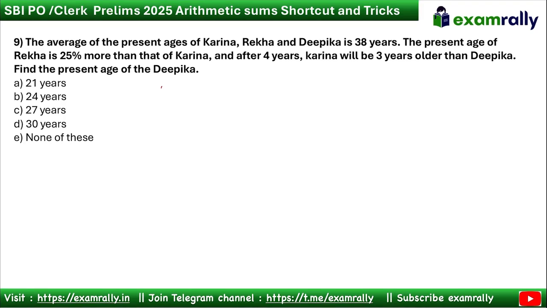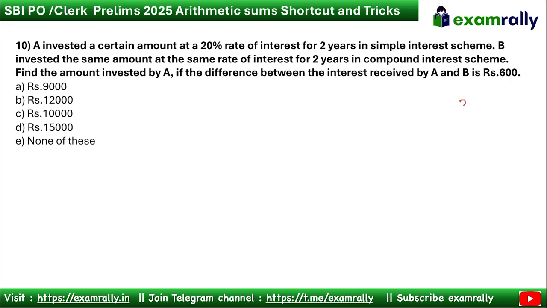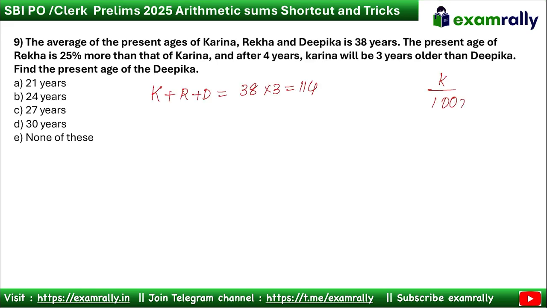Okay. Here they have given the average age of Karina, Rekha and Deepika as 38. So the total sum will be 38 into 3, which is equal to 114. See, one more thing they have given: the age of Rekha is 25% more than that of Karina. So suppose the Karina's age be 100 units, Rekha's age will be 125. Okay. So if we cancel by 25, we will get 5x and 4x.